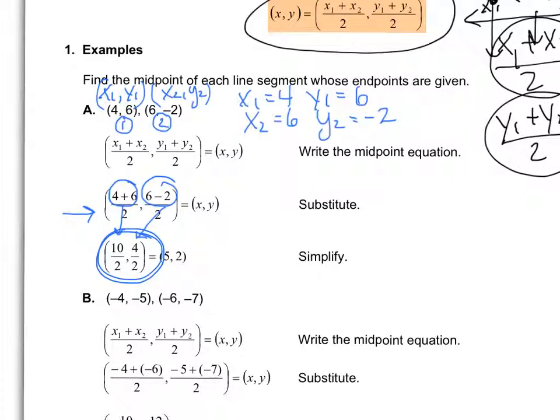But of course, we want to simplify it again. 10 divided by 2 is 5, and 4 divided by 2 is 2. And now our final answer would be 5, 2. And it's much easier to graph 5, 2 than it is to graph 10 divided by 2 and 4 divided by 2, because usually we're in whole coordinates.